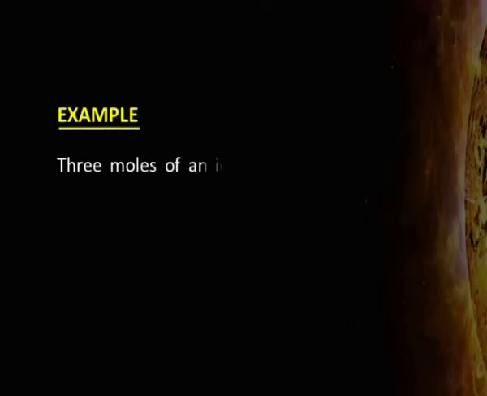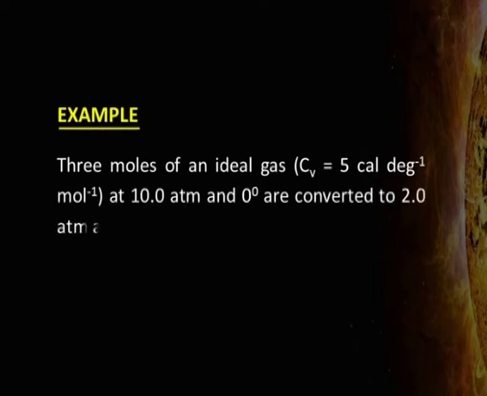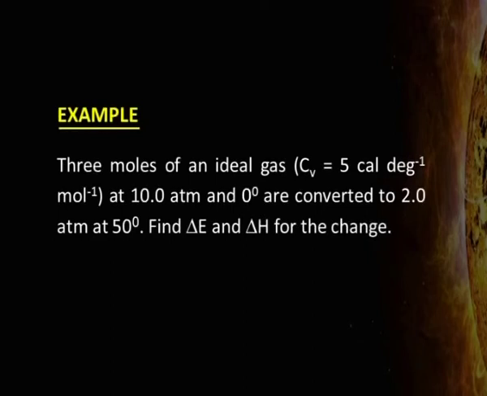3 moles of an ideal gas with Cv equal to 5 calories per degree per mole at 10 atmospheres and 0 degrees are converted to 2 atmospheres and 50 degrees. Find delta E and delta H for the change. R is given as 2 calories per mole per degree.